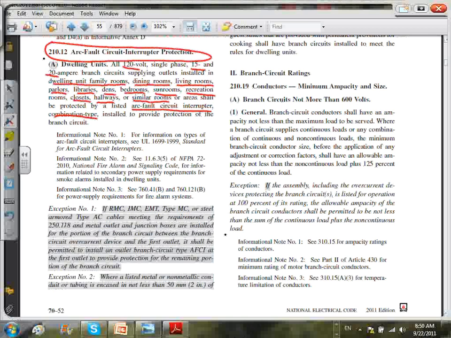FYI about this requirement, guys, this applies to lights as well as receptacles. Lights and receptacles. Any question? This combination type, so that's the type that has both. No, combination type in this case, but I got it mistaken a couple of times here.